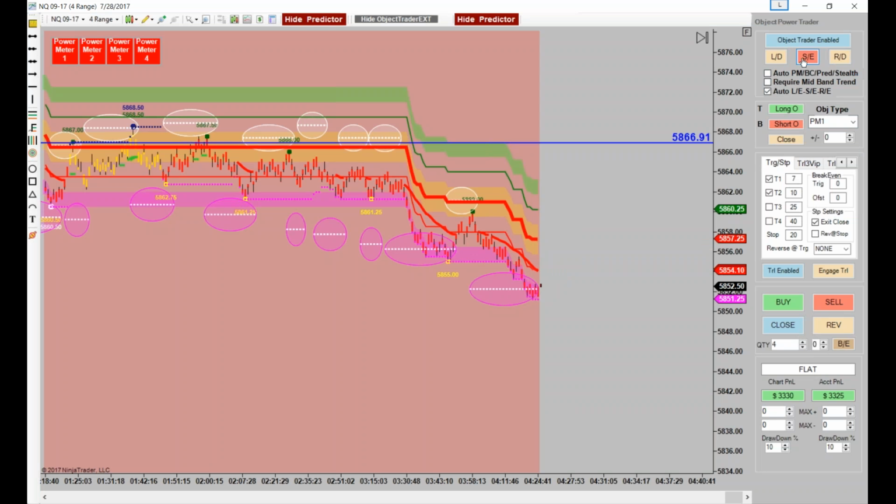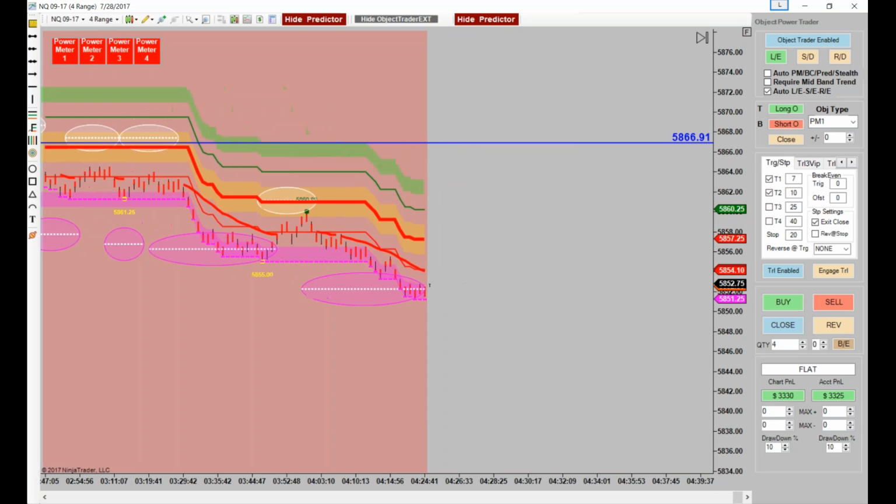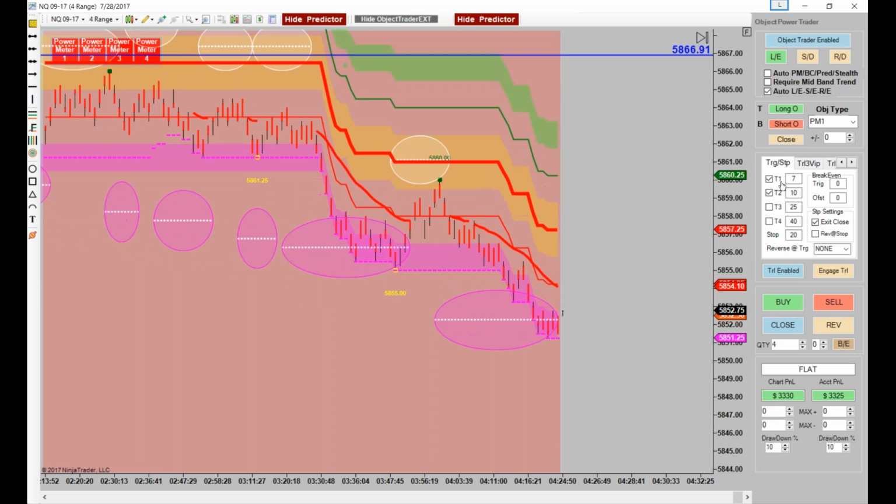We've got to turn off trend. Turn on long, and we'll just see if we can simply get a scalp. And usually if I do a scalp like that, I would probably even do 5 and 7. Something like that. Let's see if it works.